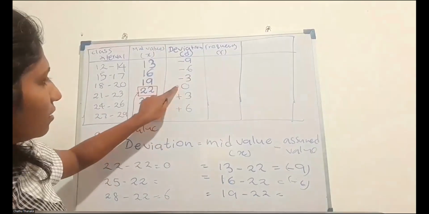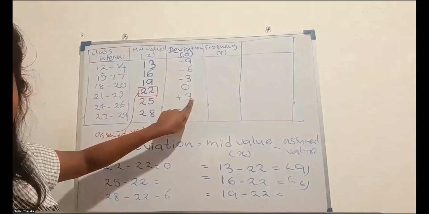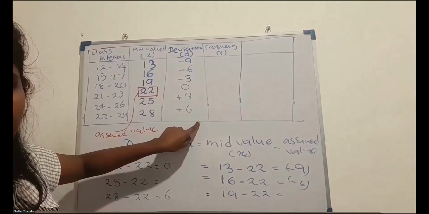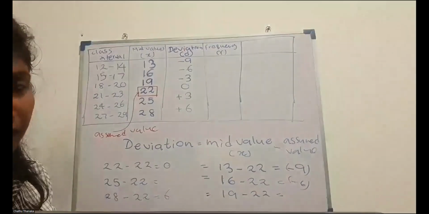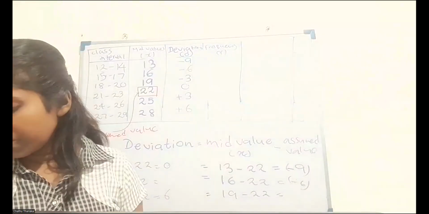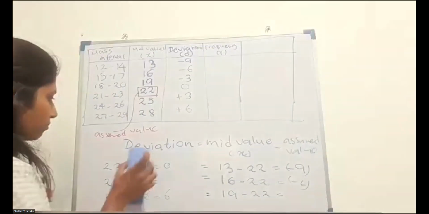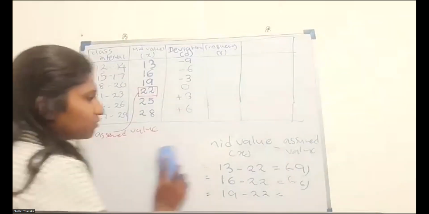Look, here 0 plus 3 answer is 3. 3 plus 3 answer is 6. Like that you can see the pattern here. Then after finding the deviation, now we have to remember how we get the answer for deviation.